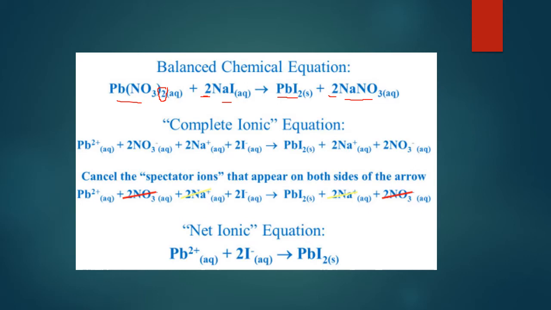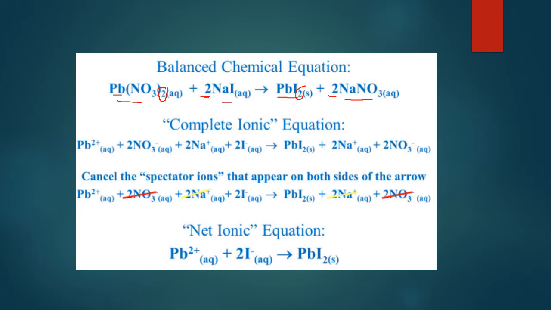Notice for lead, there's just 1 on the reactant side, and there's also 1 on the product side. For iodine, on the reactant side, the coefficient of 2 says there are 2 iodines, and then the subscript of 2 says there are 2 iodines on the product side. So all atoms are balanced.